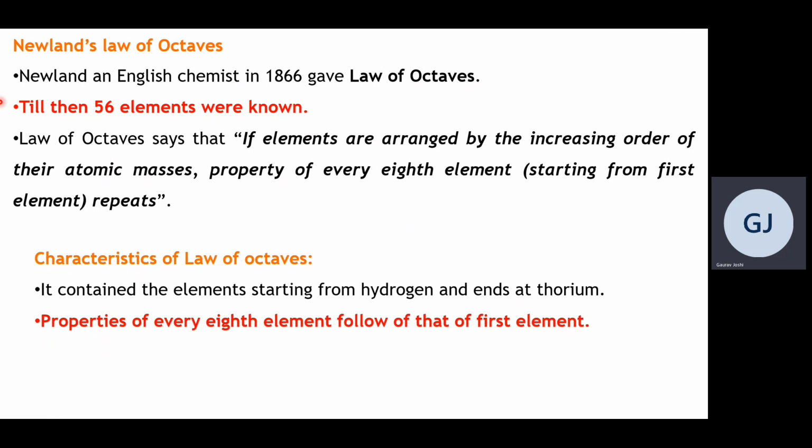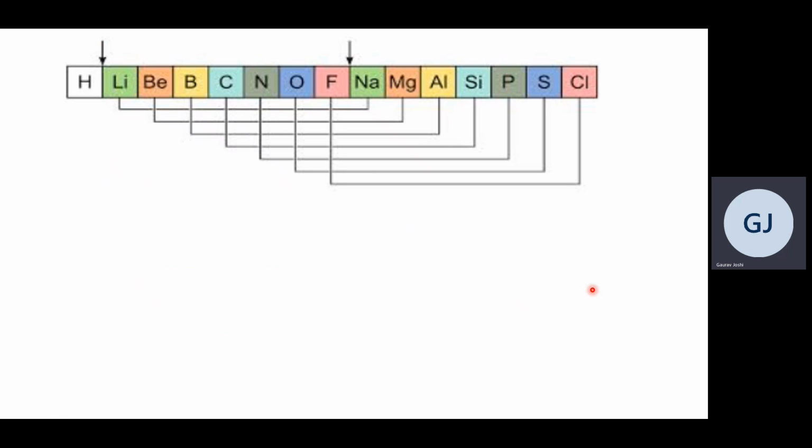So for example, he contained the elements starting from hydrogen and ending at thorium, right? If he has classified like this, this lithium is showing activity similar to sodium, right? See the difference: 1, 2, 3, 4, 5, 6, 7. So this is the first molecule, and this is the 8th molecule if you count from here. The first molecule will show similar activity with the 8th molecule, right? Similarly, this molecule will show activity like this molecule because this is the 8th molecule, right?